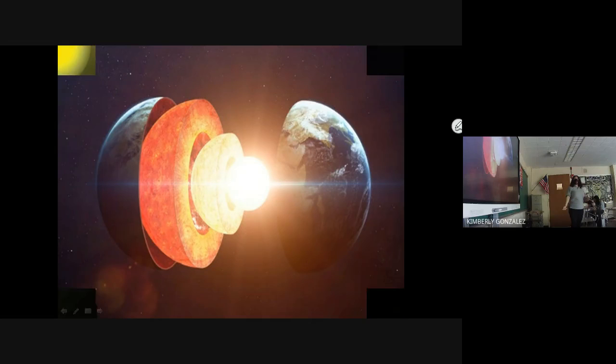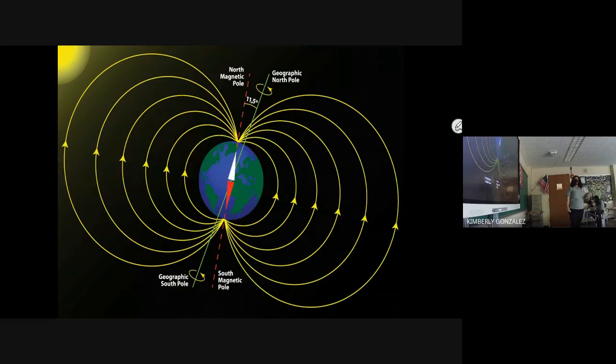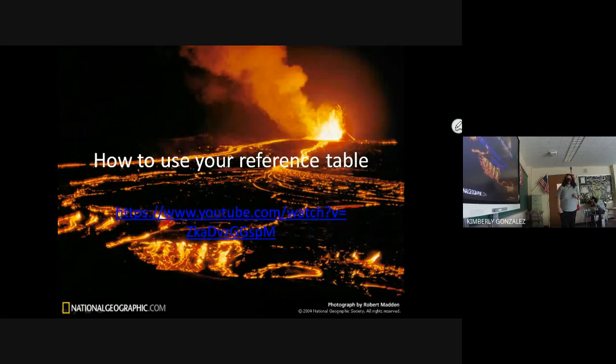If you go back to page 14 in your reference table, you can also see it, because of the little dotted lines as it goes down. The crust is much smaller than the rest. All right, so I'm going to show you this little video on how to use your reference table with this, because since you guys are having so much trouble with it, it might help you. Let's see if the internet wants to work.